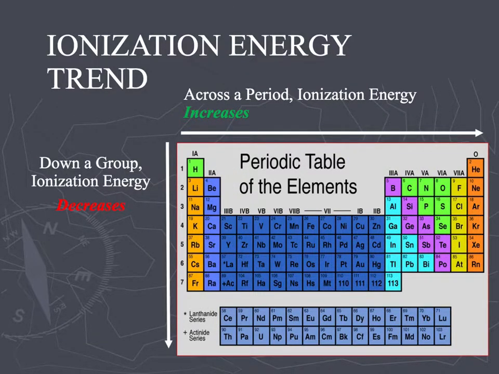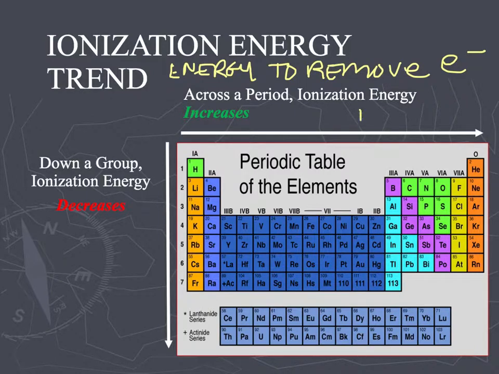Okay, here's our ionization trend, and our ionization energy basically is defined as the energy necessary to remove an electron from the valence shell. Energy to remove an electron from the valence shell. So how easy is it to remove, how much energy do I need to remove an electron from the valence shell?